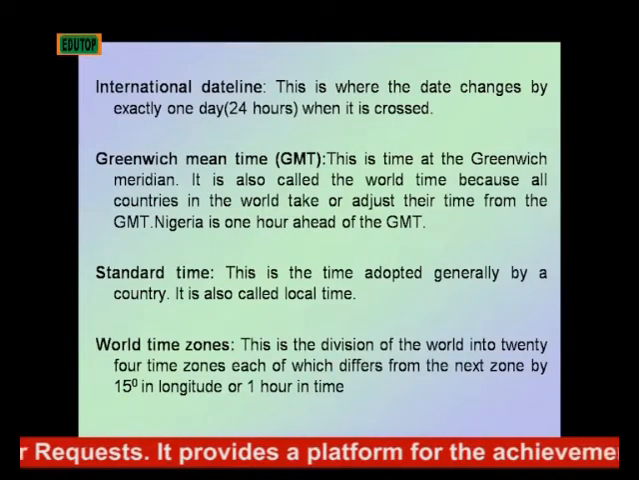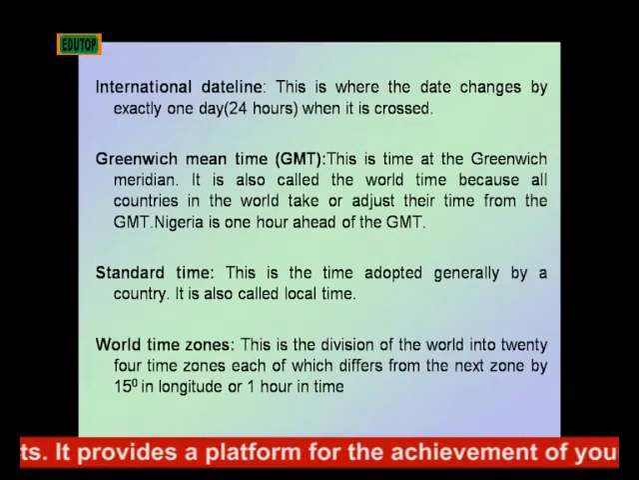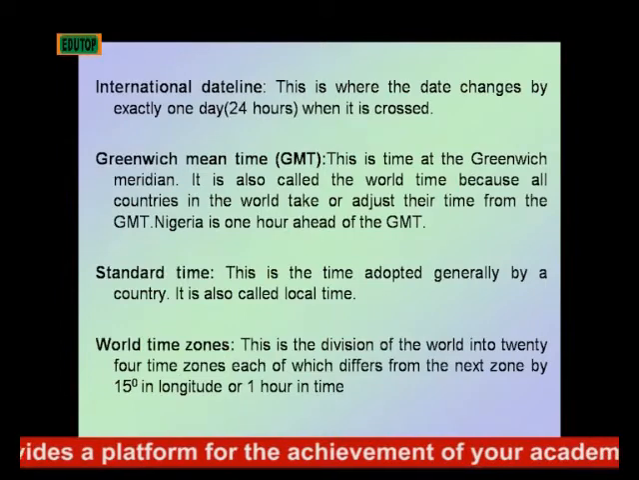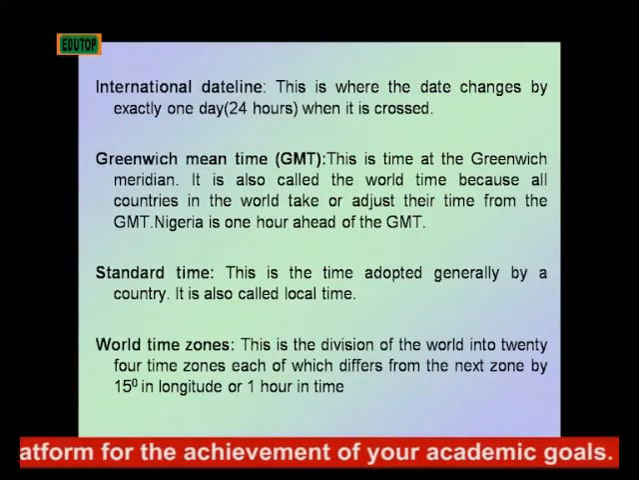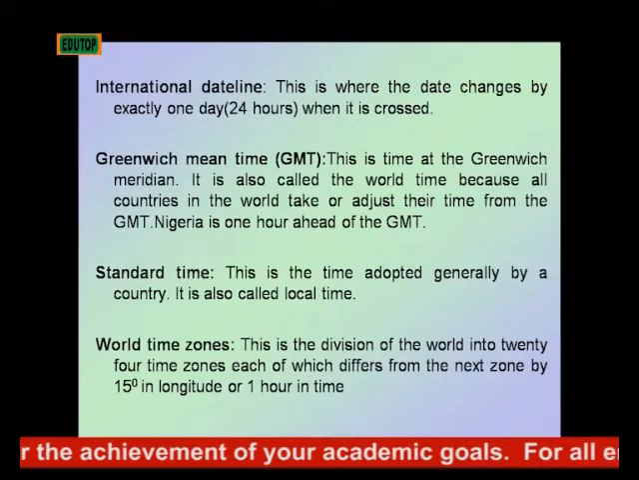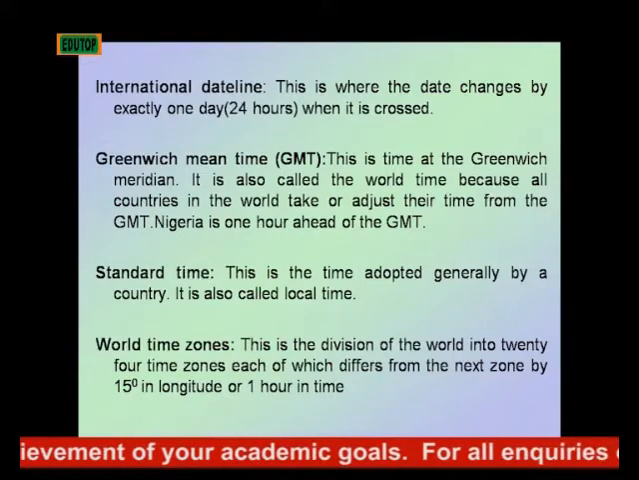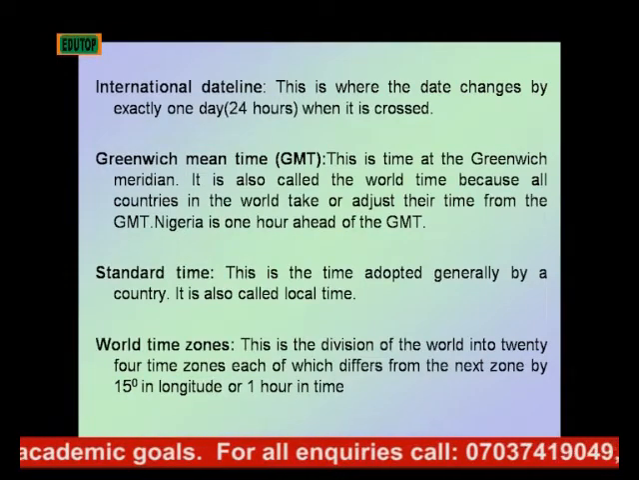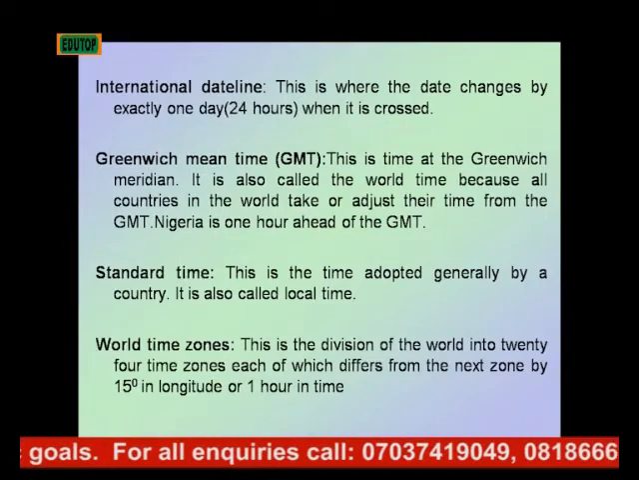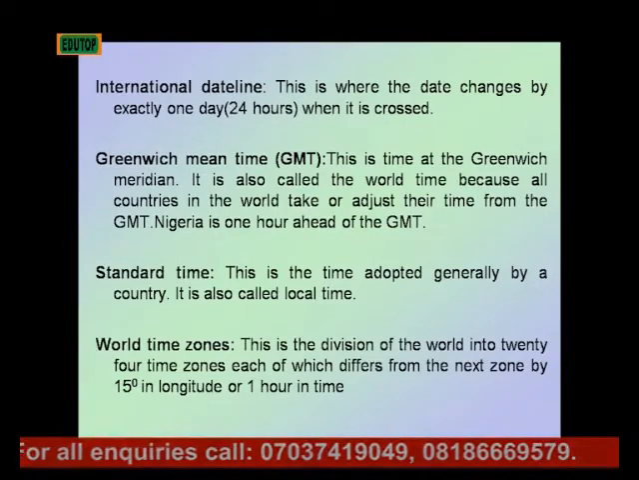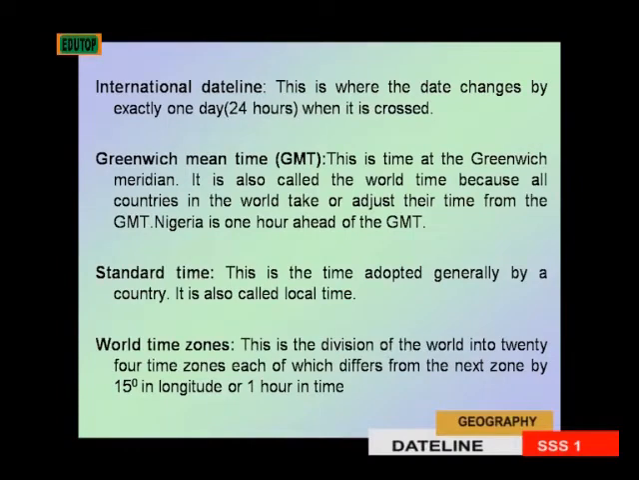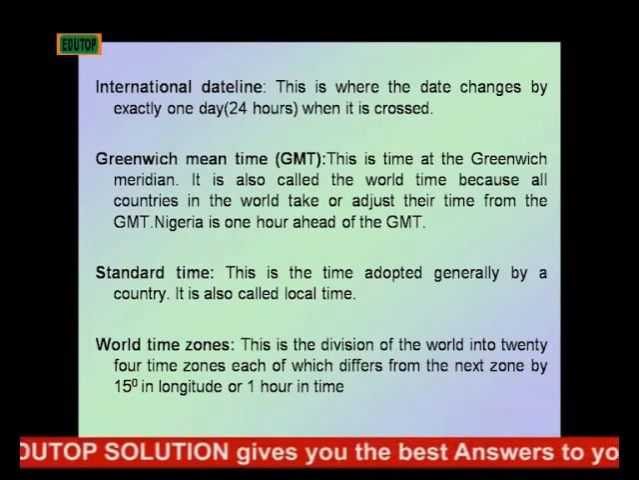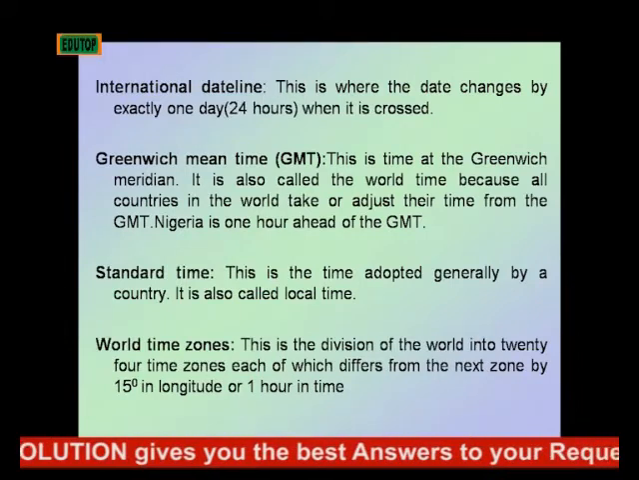Now, let's see the Greenwich Mean Time, known as the GMT. The GMT is the time at the Greenwich Meridian, and it's also called the world time. Why is it called the world time? This is because every other country in the world takes or adjusts its time from the GMT.